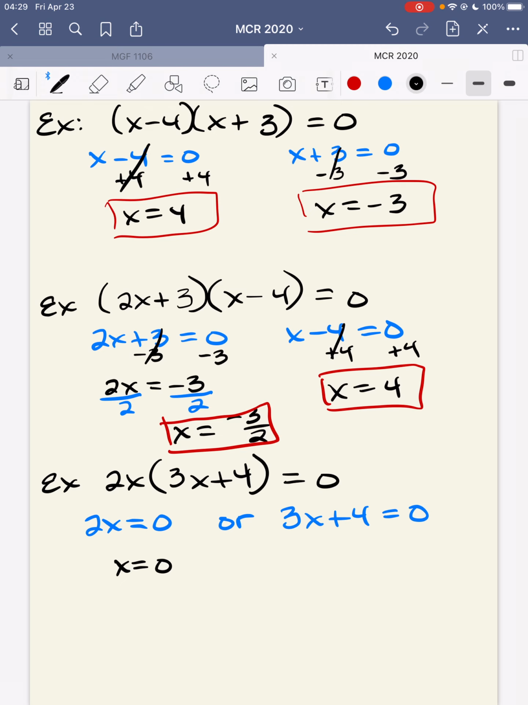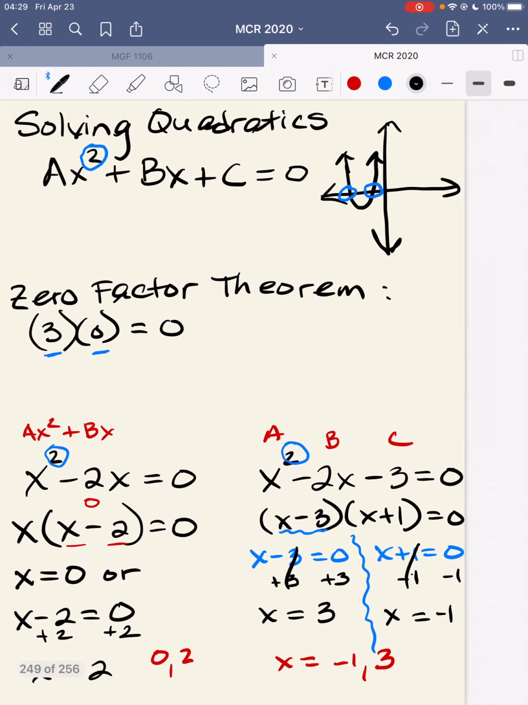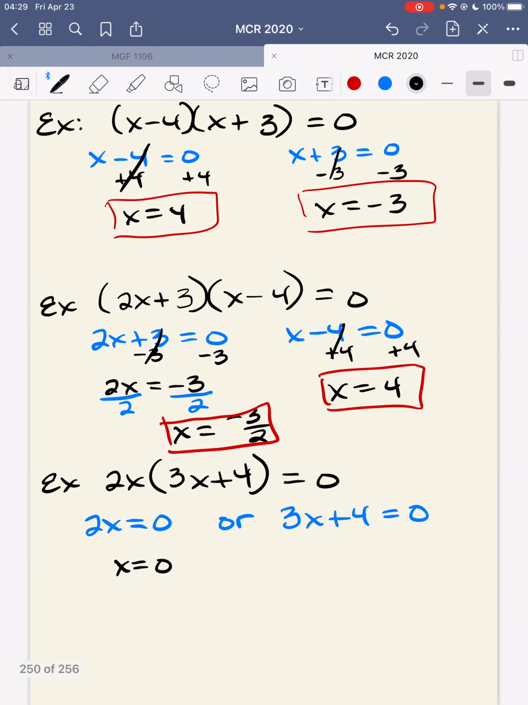This is the same idea we talked about when we first introduced the zero factor theorem. Anything times 0 is 0. You didn't really have to do this. You could go through and divide by 2, but it's not going to change anything.